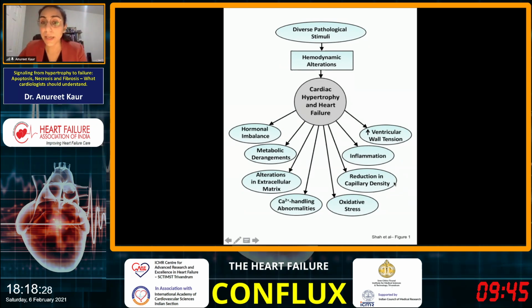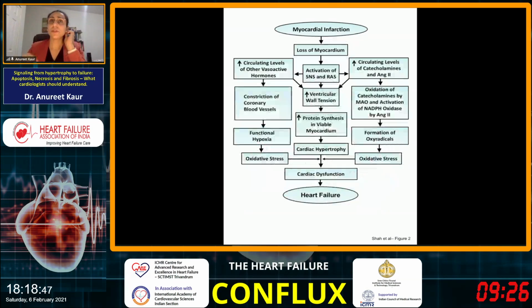Definitely, reduction in capillary density, which is because of disproportionate development of the capillary bed. Then we have inflammation, which is because of cytokine production, and then all that leads to an increase in the ventricular wall tension.